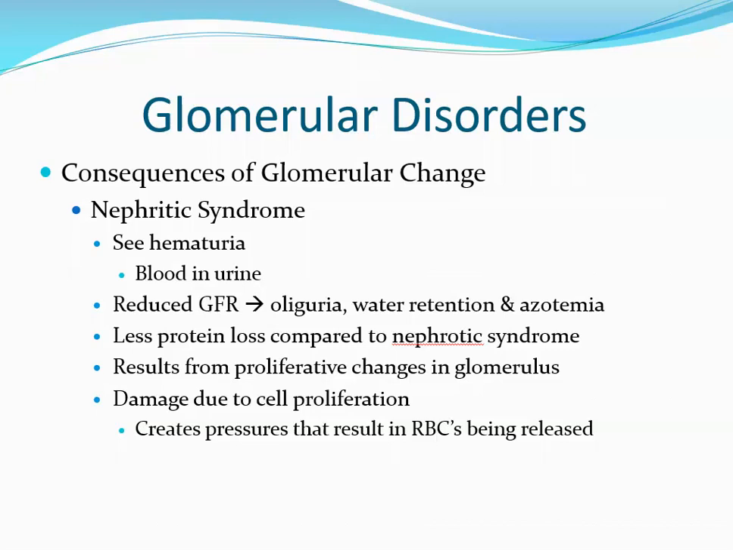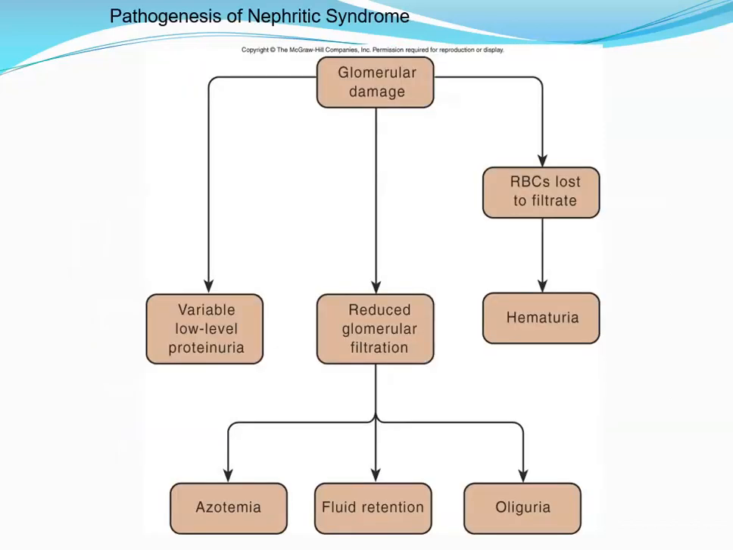This usually is the result of proliferative changes in the glomerulus. So the damage here is due to cell proliferation, and this creates pressures that result in the red blood cells being released. The basement membrane and its negative charges are okay. As a result, proteins do not tend to leave in great amounts. Once again, this is the flow chart showing how the glomerular damage leads to red blood cell loss.